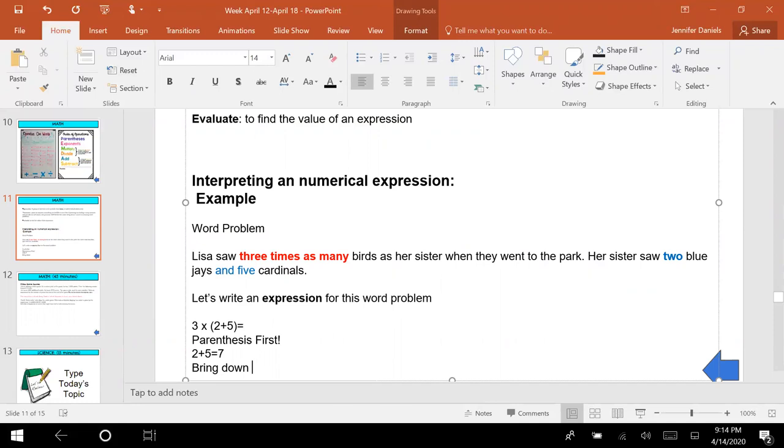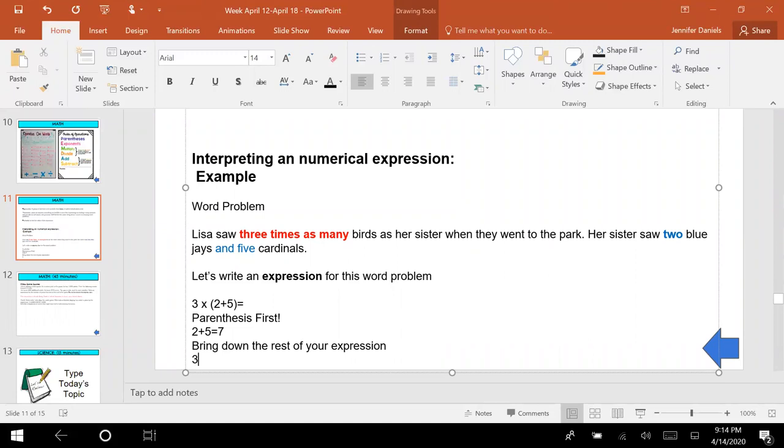And now I am left with bringing down the rest of your expression, which would be 3 times, and we have the answer 7, okay? And now I can multiply because that's the next step in my order of operations, and that's all I have left in my expression. And 3 times 7 is what? 21. Okay, so that means Lisa had 21 birds. Okay.